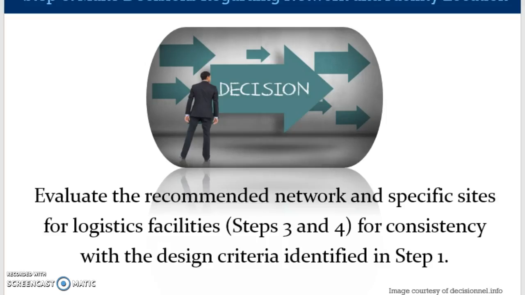Step 5. Make decisions regarding network and facility location. The network and specific sites recommended in Steps 3 and 4 should then be compared with the design criteria that were identified in Step 1. This step should confirm the types of changes that are needed to the firm's logistics network, also keeping within the context of overall supply chain positioning.